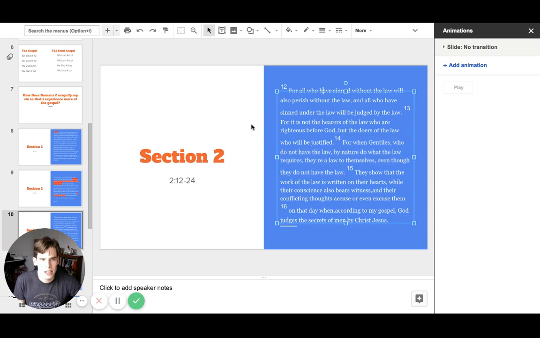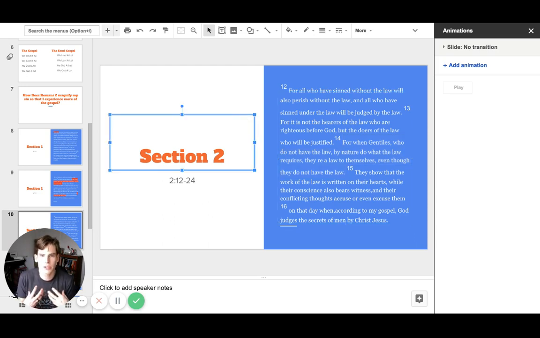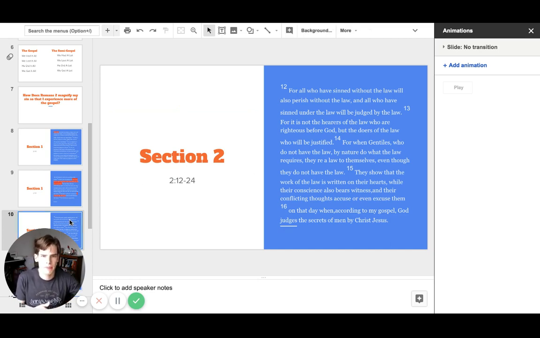Paul's point is that it's not having the law that makes you justified before God. It's doing it. And he's about to show how the Jews had the law and they didn't do it. Therefore, they weren't justified. So it's not having the law that makes you righteous or justified before God. That's his point. But he's trying to show that because of the way that God created everyone, even Gentiles, and there's a number of ways you can understand this, the Gentiles who didn't have the law oftentimes would put the Jews to shame because they did more of what the law required than the Jews did, even though they didn't have it.